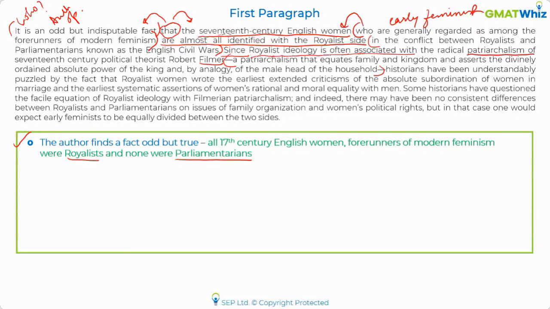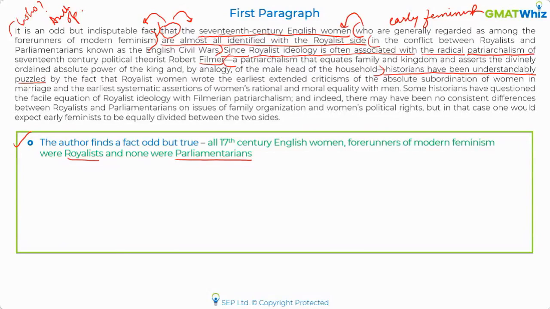Because royalist ideology is often associated with radical patriarchalism of Filmer, historians have been understandably puzzled. All right. So because the royalist ideology is generally thought to be linked to patriarchalism, historians are puzzled about something. What are the historians puzzled about? I'll come back to it.